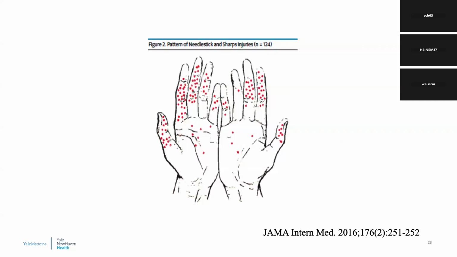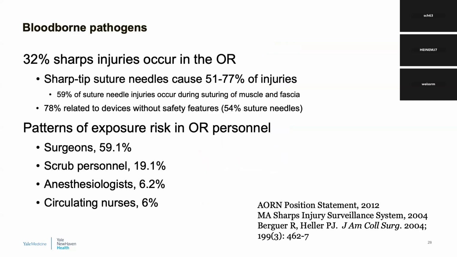This study actually found that the most common period for needle stick was the first 6 months of intern year. So a third of injuries are in the OR. Sharp tip suture needles cause most injuries. And it seems a lot of the time it's these deeper muscle and fascial closures where we see most of the problems. Surgeons are the highest risk, scrub personnel 20%, anesthesiologists also get 6%. A lot of these exposures that they get are splash related, not necessarily needle stick.